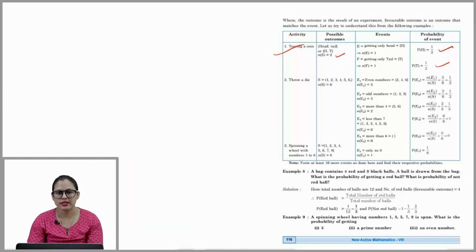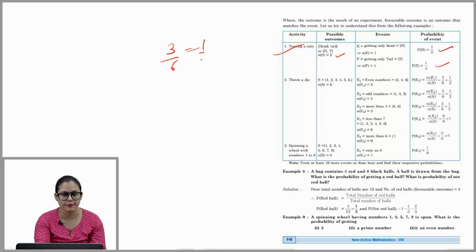Next, throw a die, there are 6 possible outcomes. Event: getting even numbers. Even numbers are 2, 4, 6, which means there are 3 even numbers. So, the probability is 3 by 6 or half. Probability of getting odd numbers: odd numbers are 1, 3, 5. That means 3 by 6 or half.